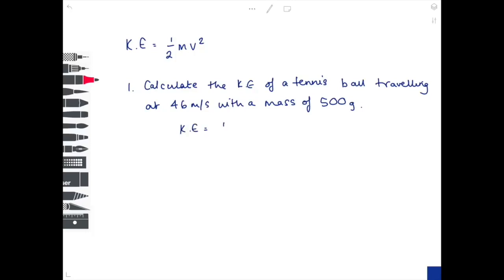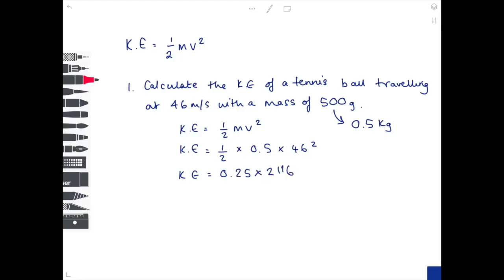So as always, write out our equation, which is KE is half mv squared. Be careful with your units, because 500 grams isn't in kilograms, so I'm going to put that into kilograms. So remember, 500 grams is 0.5 kilograms. So start substituting in your values. So it's half times 0.5 times 46 squared. So start to simplify. So half of 0.5 is obviously 0.25. 46 times 46, or 46 squared, is 2116. Times that by 0.25, and that gives us a value which is 529. It's an energy value, so it's in joules.